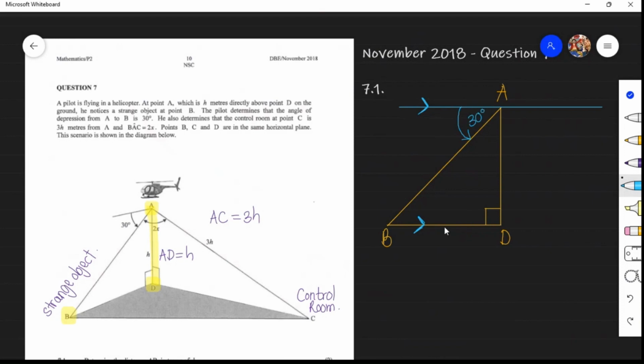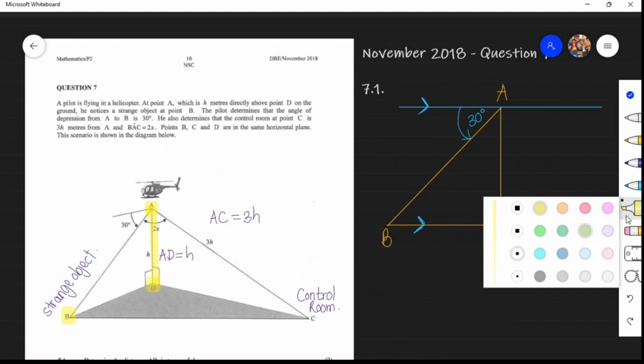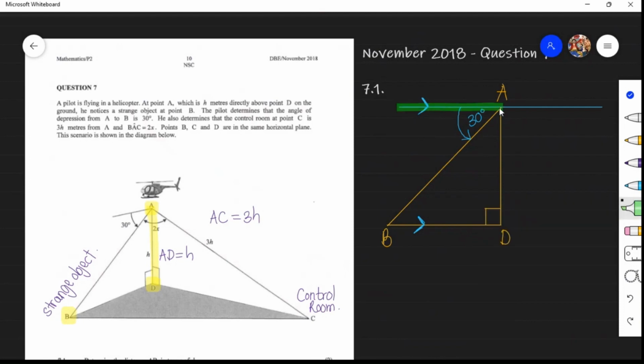Something important that you should notice is the Z shape that is formed. That Z shape implies alternate angles. So we now know that that angle of depreciation is also the angle at B. So that means our angle B is 30 degrees, reason being alternate angles.